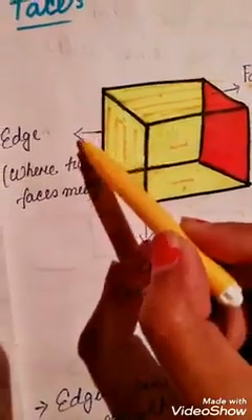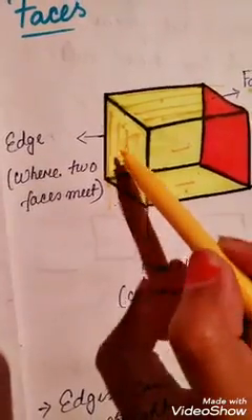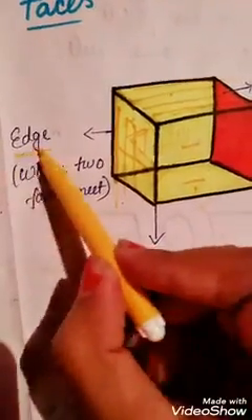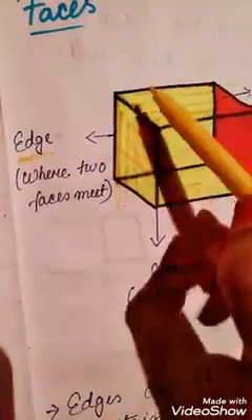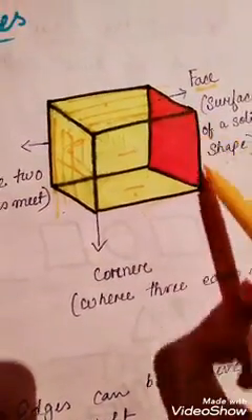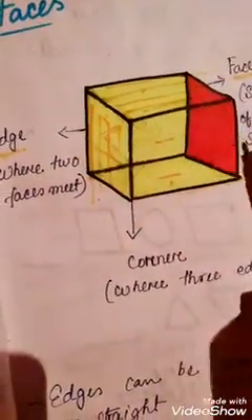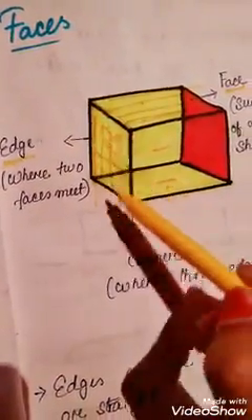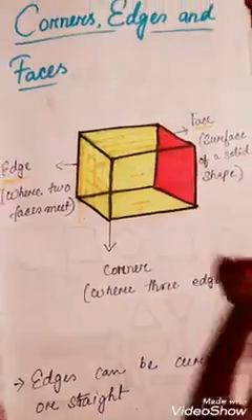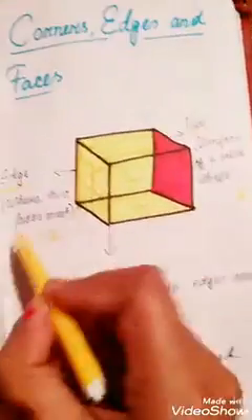Now you see I have an arrow mark here. The back side and this side are meeting here, so this is also an edge. Similarly, you can see the black lines where two faces meet, so these are the edges. You can count them and find out how many edges a cube has. If you count, you will get 12. So we get 6 faces and 12 edges.